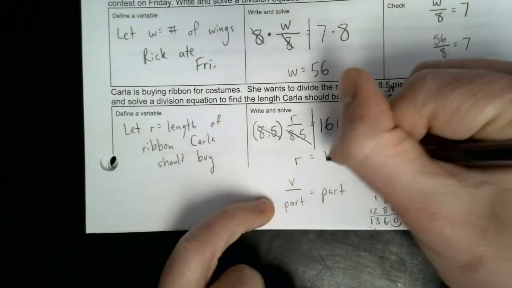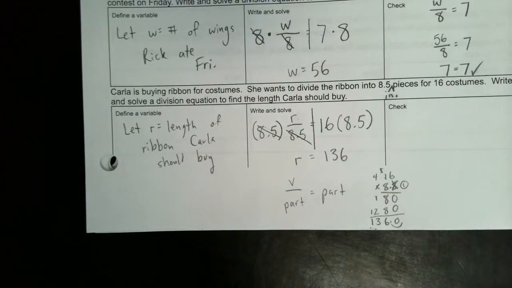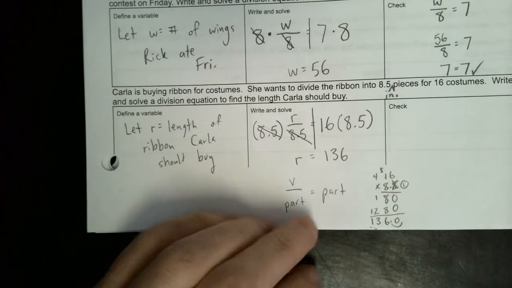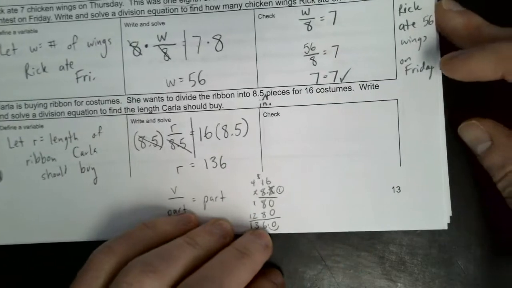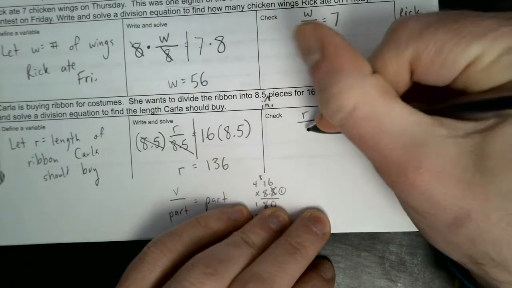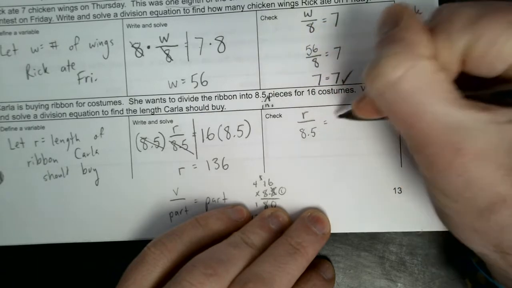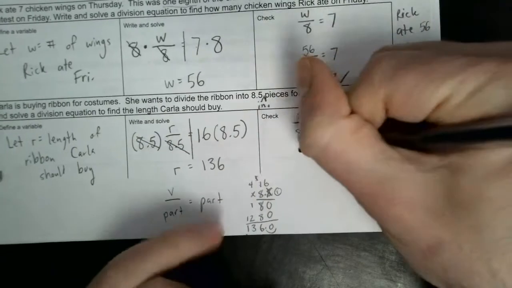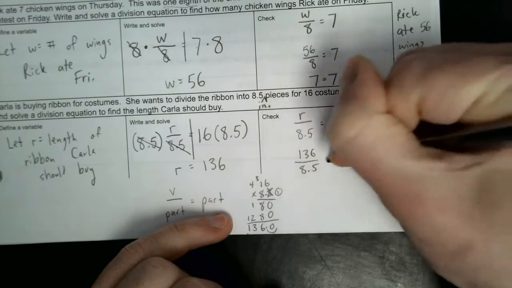and we get 136. Okay. So she needs 136 total inches, looks like. Well, let's check that out. R divided by 8.5 equals 16. It's going to be 136 divided by 8.5 equals 16.